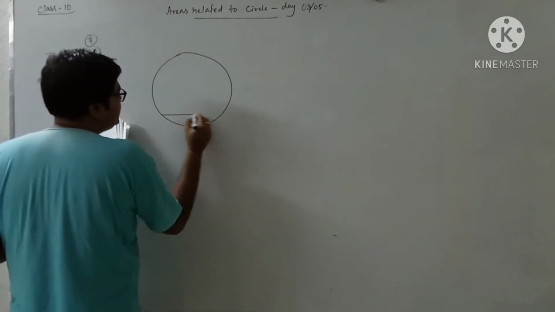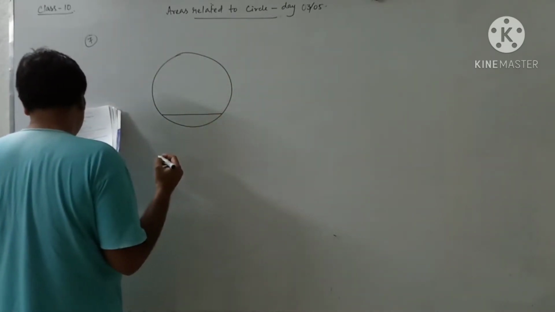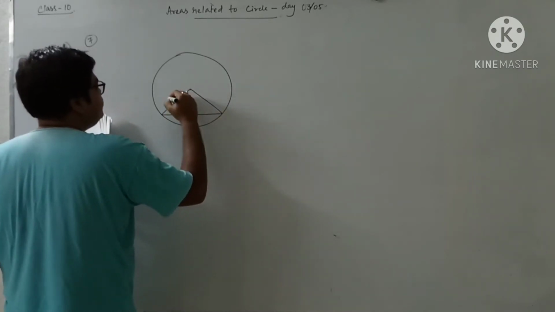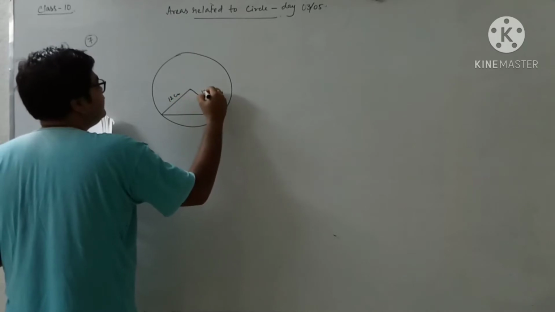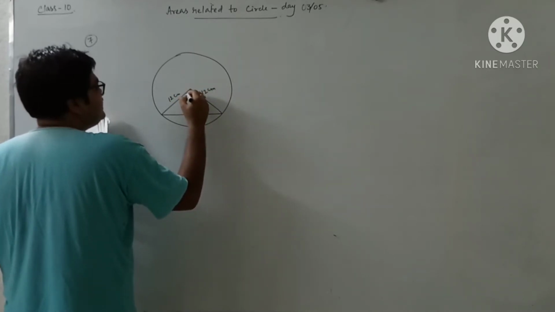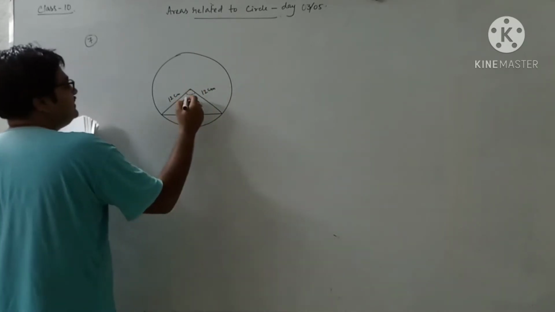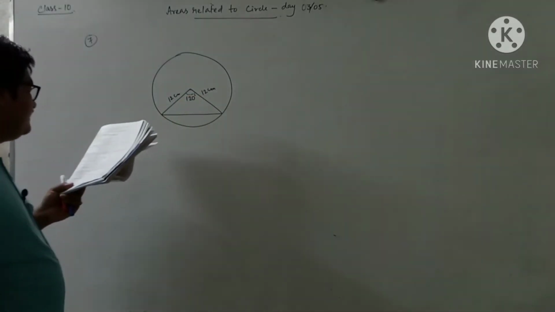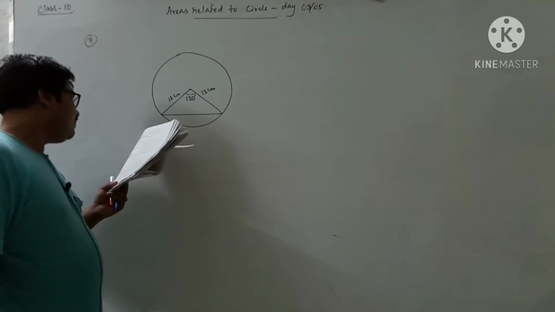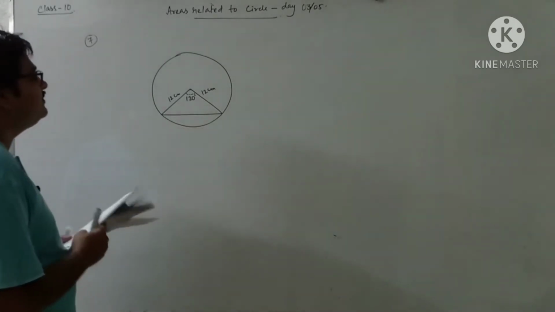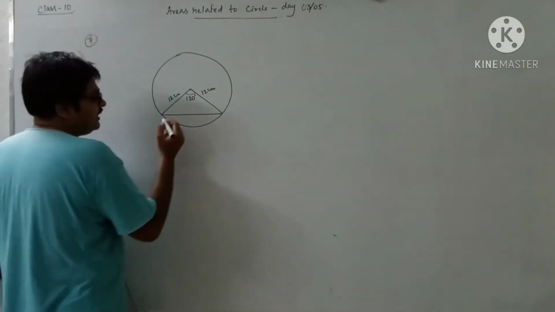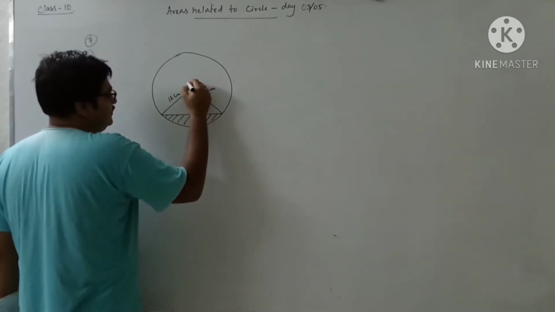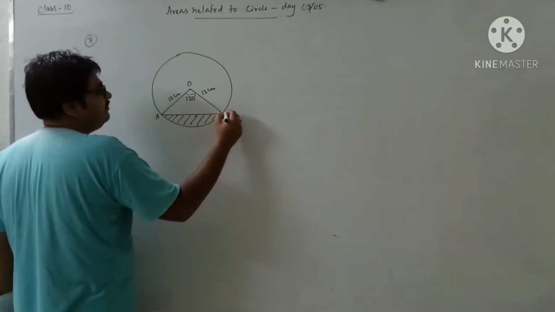A chord of a circle of radius 12 cm, so the radius is 12 cm, subtends an angle of 120 degree at the center. Okay. Next, find the area of the corresponding segment of the circle. Segment, not sector. Area of the corresponding segment means this one we have to find out. Giving a name here: OAB.